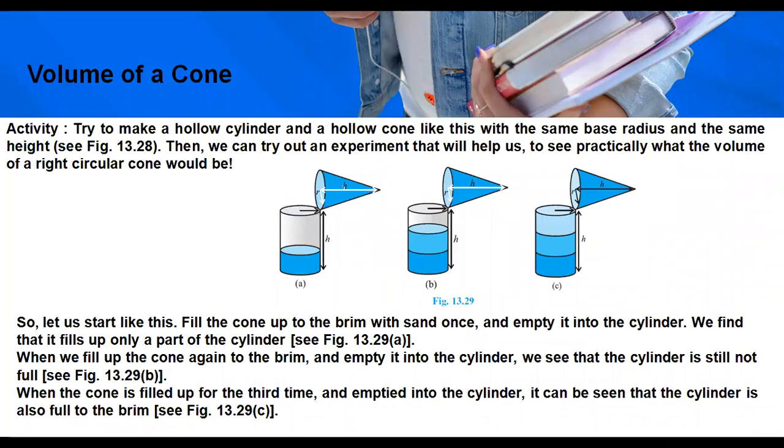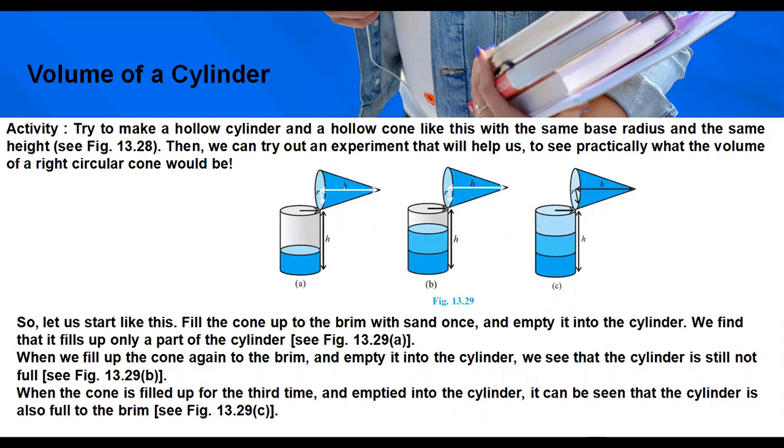Now let us demonstrate a method to derive the formula for finding out the volume of the right circular cone. So the following material is required to conduct this particular activity: a hollow right circular cone of known height and base radius, a hollow cylinder with open top having the same height and same base radius as that of the cone, and some water.